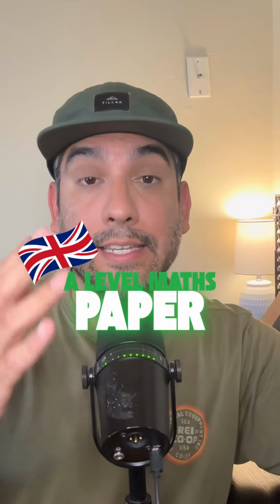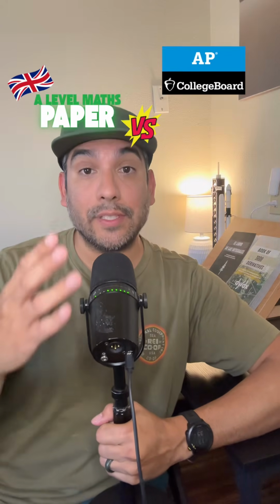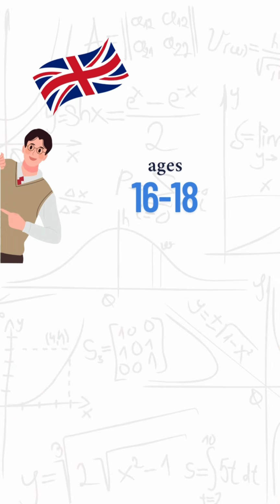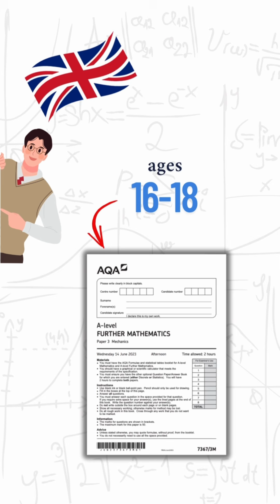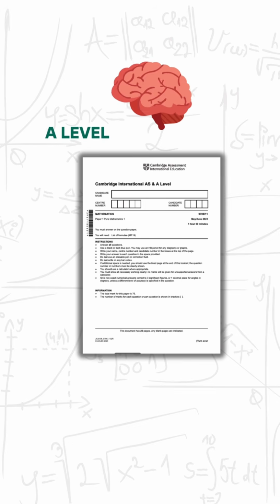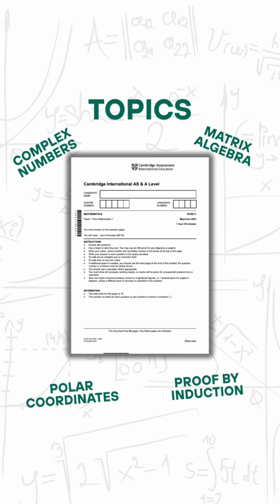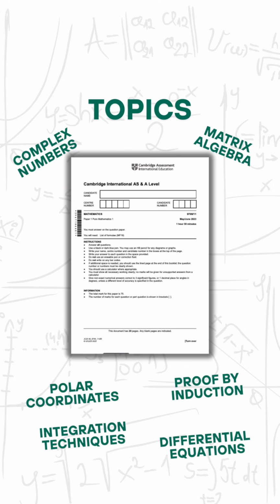What exactly is an A-level maths paper and how does it compare to something like an AP Calculus exam? In the UK, students ages 16 to 18 take something called the A-level maths paper as part of a student's final school qualification before university. And if they're math fanatics, they take further maths alongside the A-level paper. The paper covers wild stuff like complex numbers, matrix algebra, polar coordinates, proof by induction, integration techniques, and differential equations.